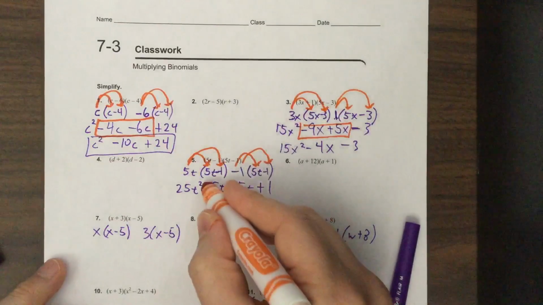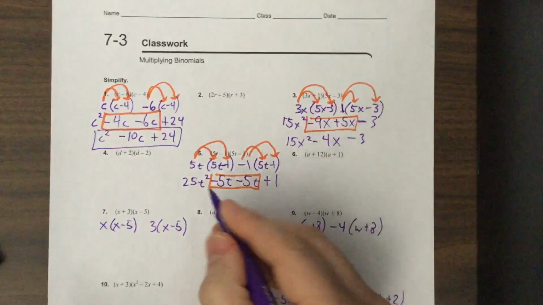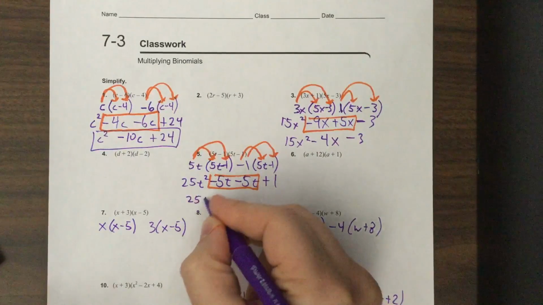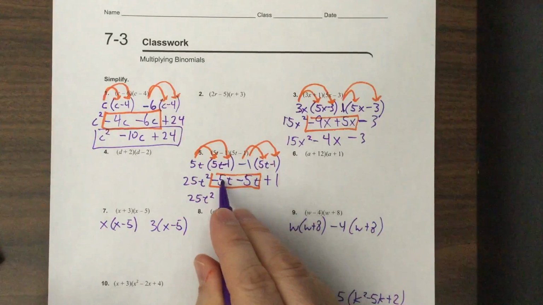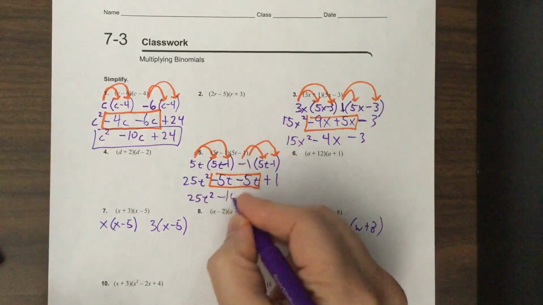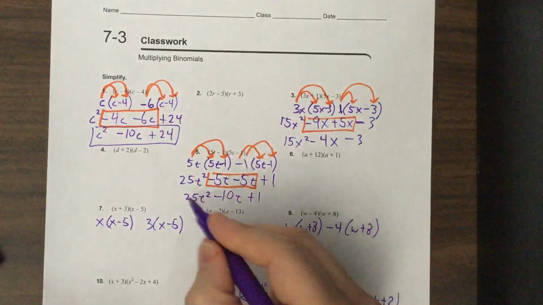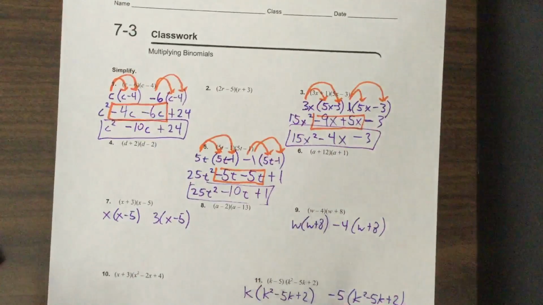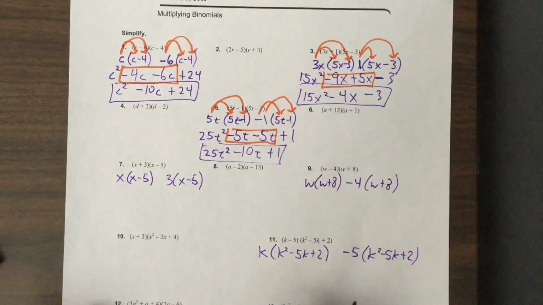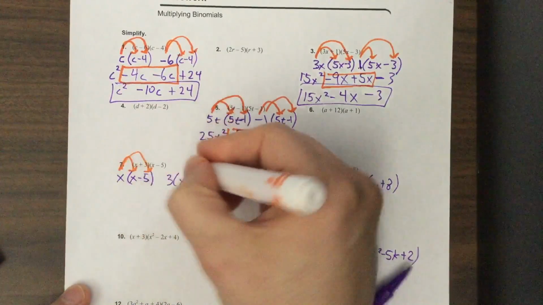Our middle terms, again, combine. They have the same last name. So my first term I rewrite, 25t squared. My middle term, it's not 0. They both have the same sign. I get negative 10t. My last term, plus 1. Let's take a look at 7. Okay, we distribute here. We distribute here.